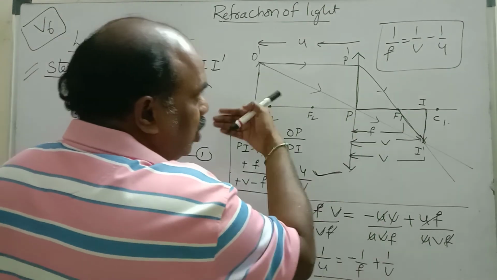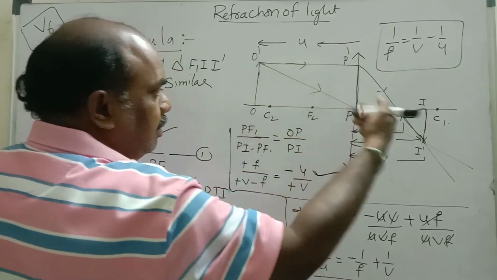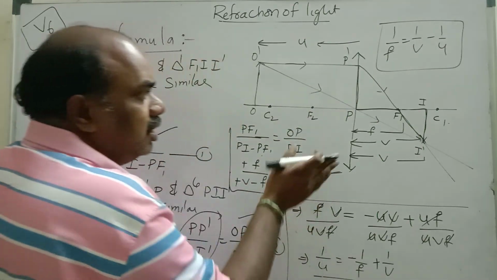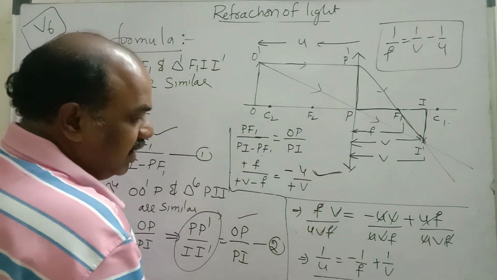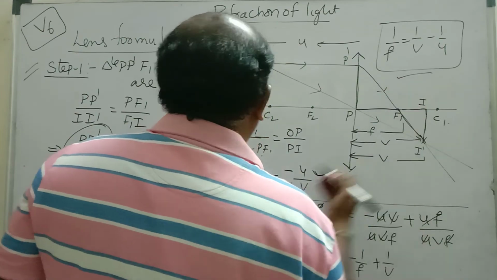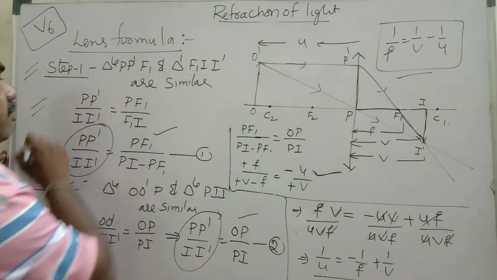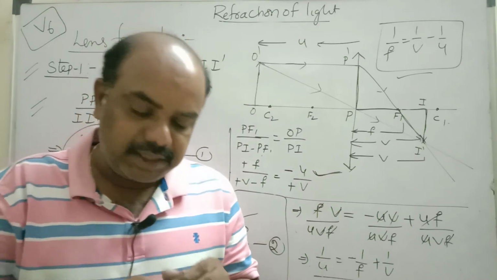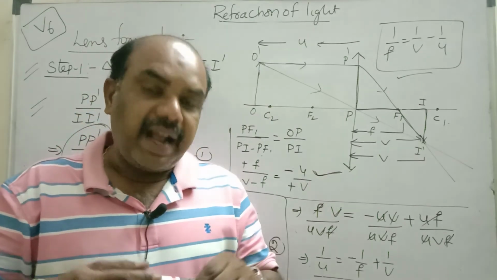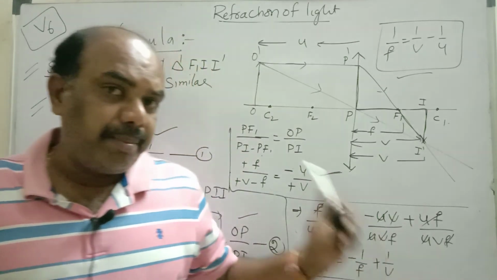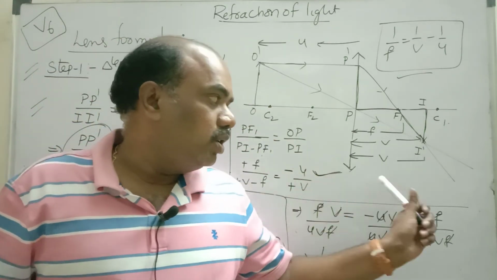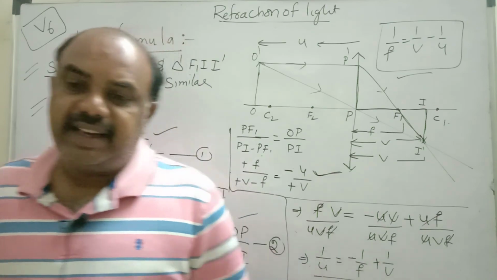Object distance, pole to object, compare with the parallel incident ray, measuring from left to right compared with right to left, so negative. Image is positive. If you simplify, you get 1 by F is equal to 1 by V minus 1 by U. This is the lens formula. Lens formula gives the relation between object distance U, image distance V, and focal length F. Very important. Pause it, try and practice once. If you know this, any problem you can do easily based on lens formula.